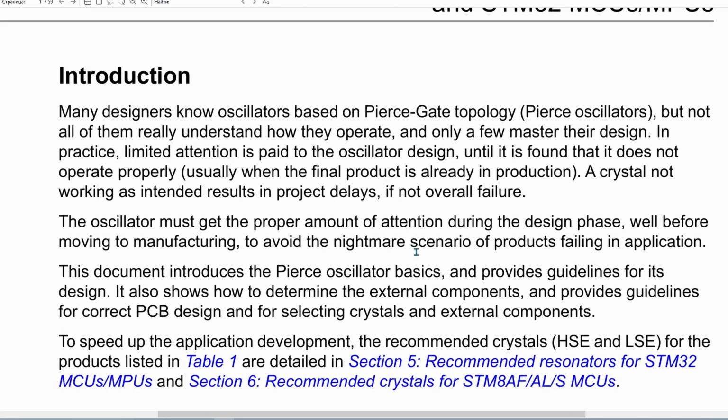From the very first pages, we are told that few people know how to properly design oscillators with a quartz resonator, and often the understanding of incorrect operation comes at the moment when the devices are at the stage of production. I understand, for this reason ST created this document to help developers to avoid mistakes.